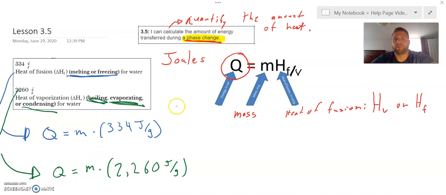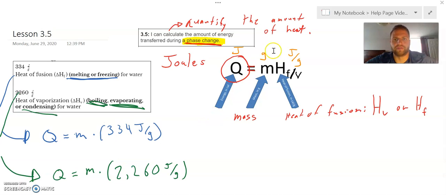Before we start the word problem below, let's recap the proper units we need for our numbers. Joules is represented as a J. M is represented as a G for grams. And H sub F or H sub V, notice they give it kind of a funky one. They call it joules per gram. It's a fraction. Depending on what we solve for, those are the units you need to put accordingly.